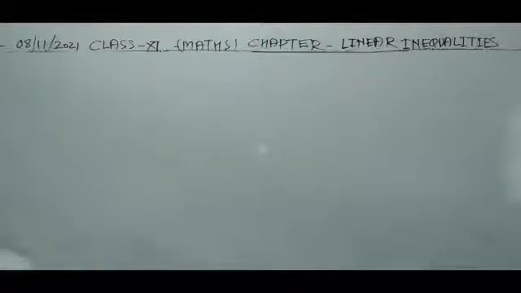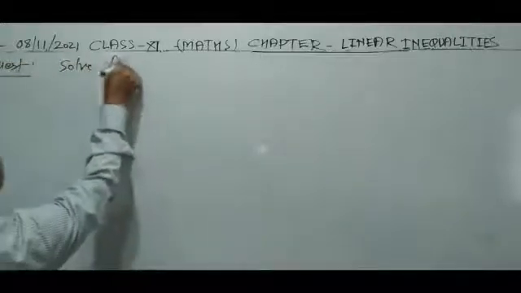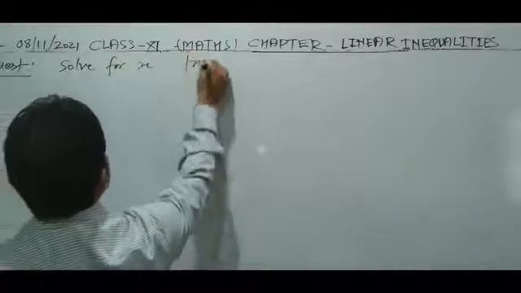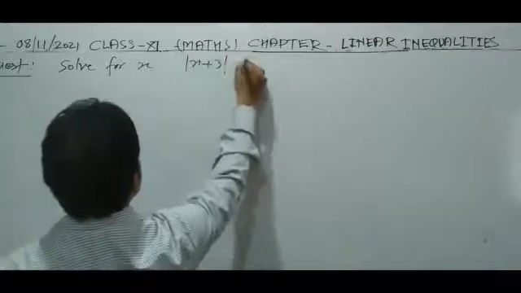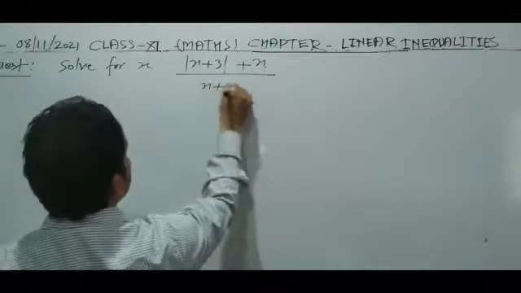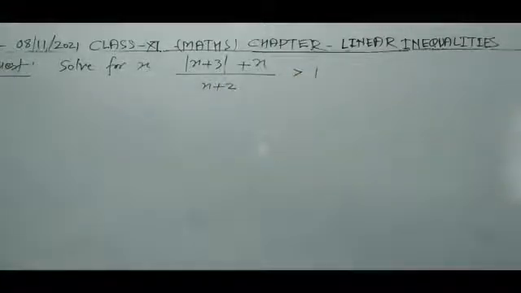Now the question is: solve for x, and it is given that |x + 3| + x upon x + 2 is greater than 1. So this is our question, and we have to find the values of x for which this given inequality is satisfied.